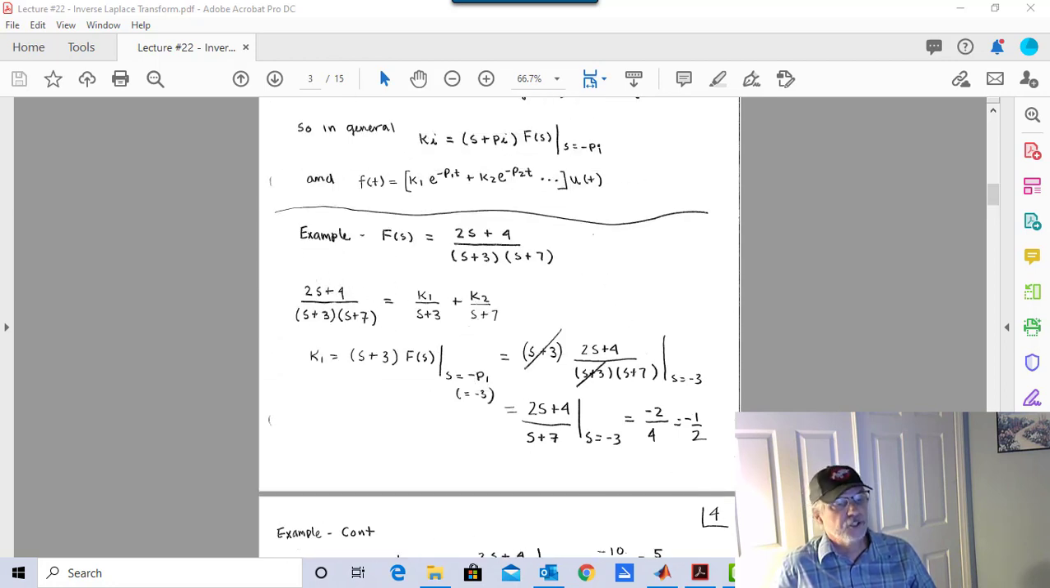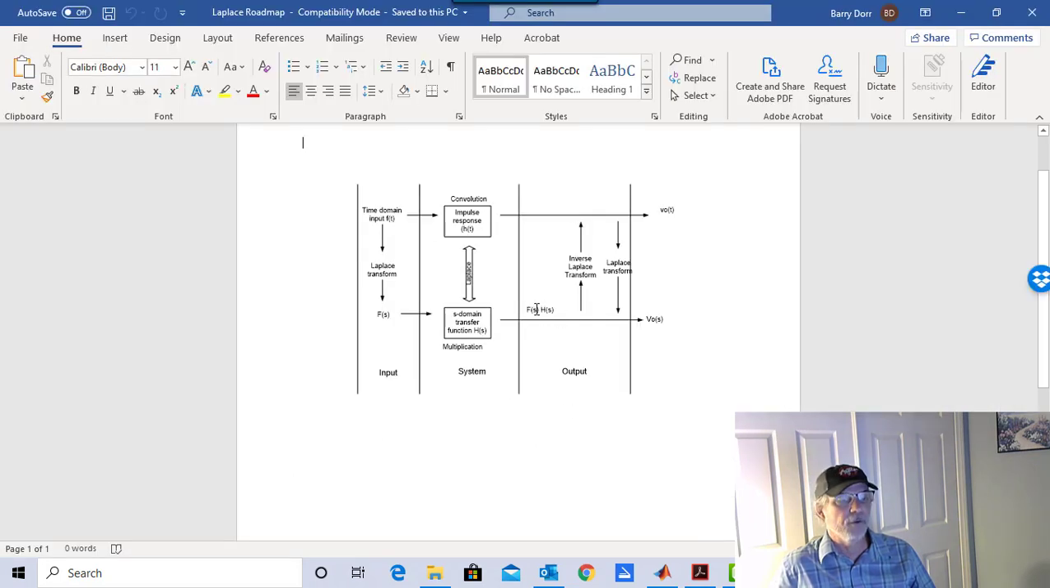Let's make sure we know where we are on the roadmap. Here was our big function of s. We just did an inverse Laplace transform to convert it back to a function of t.